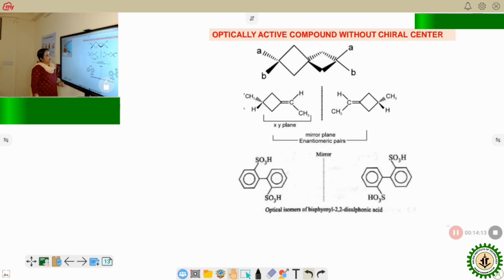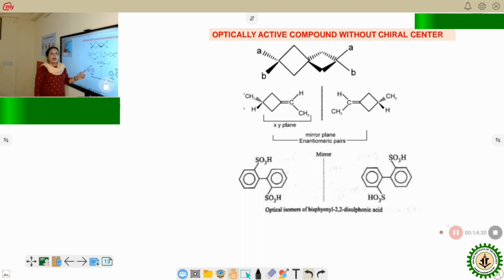Now go to the next one. Here we substitute the double bond by a cyclic compound, one cyclic and one double bond. They are optically active. Another example that is optically active but has no chiral center.